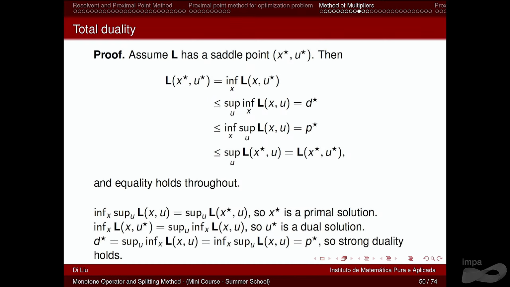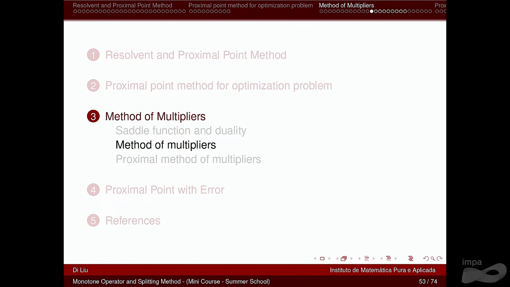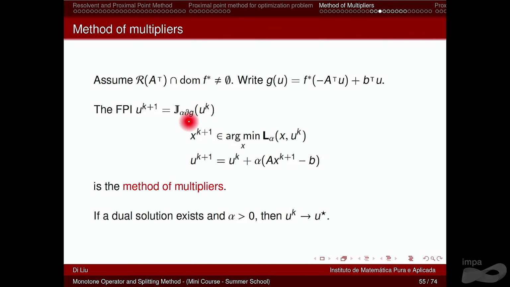Okay. Because of the time, we stop here and we just make a forecast for the next class. In the next class, we will discuss the method of multipliers from two points of view. First, we analyze it from minimizing the dual problem by using the proximal point method. Or it is equivalent to say we use the resolvent. We can get the method of multipliers.